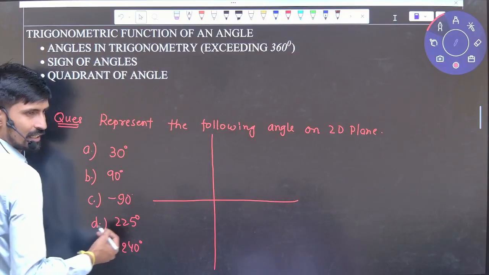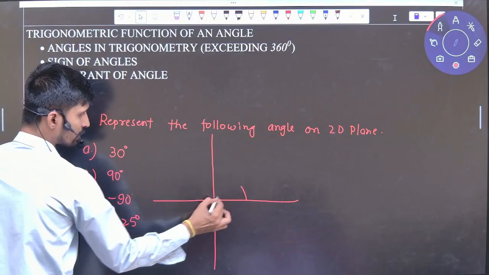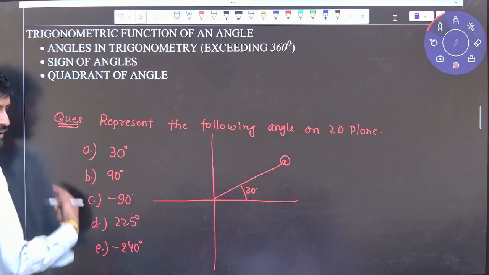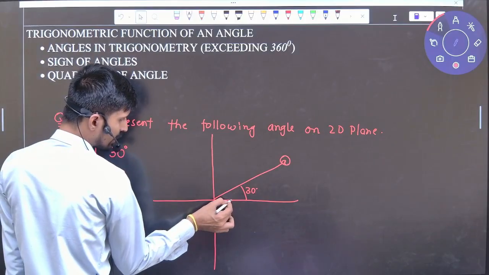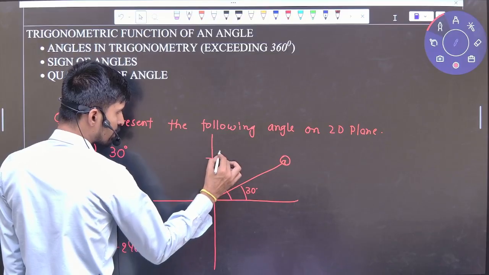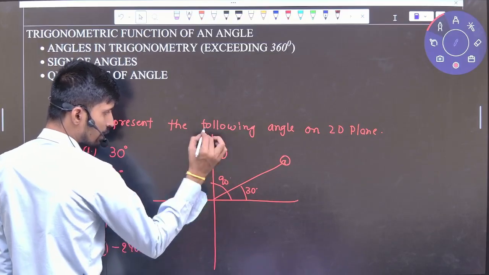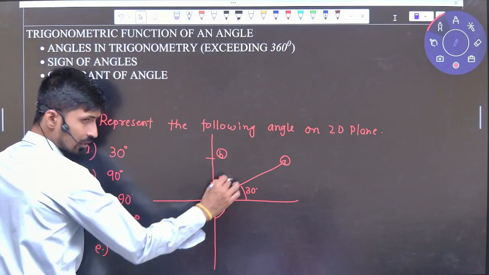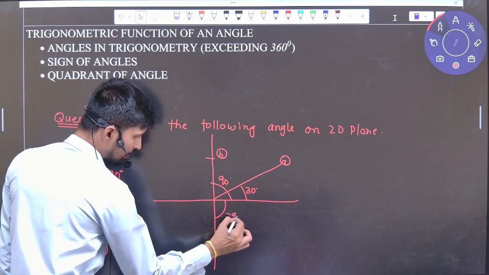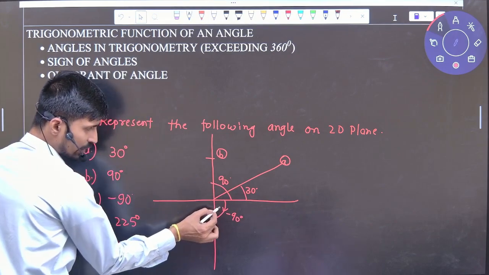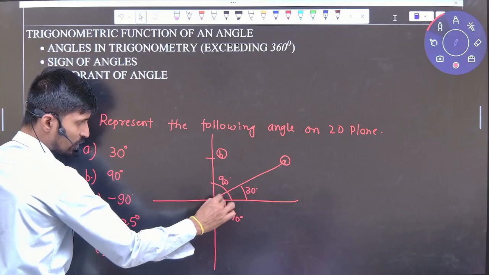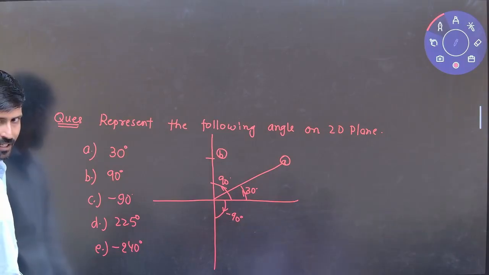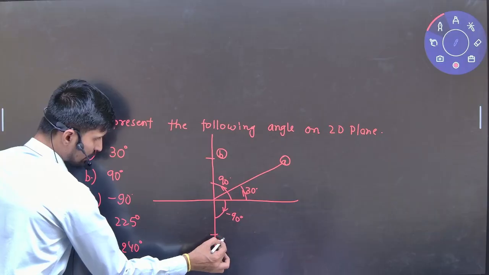So how will we measure 30 degree? 30 degree will go in this direction, and you can write a small A. How will we measure 90 degree? 90 degree will go in this direction. You can write B. Minus 90 degree goes in this direction, so that angle will become minus 90 degree. Write an arrow also so that you can understand which way we are going. This point will represent C.